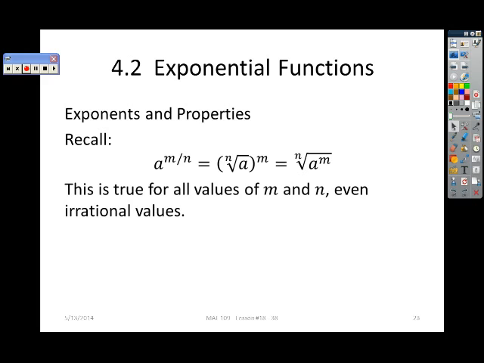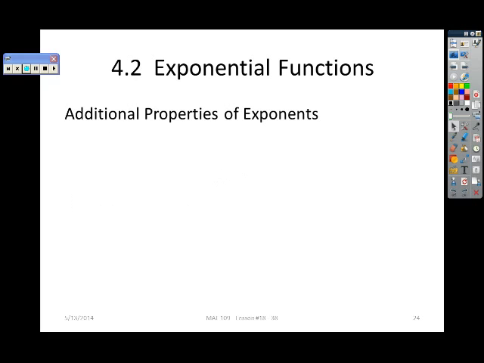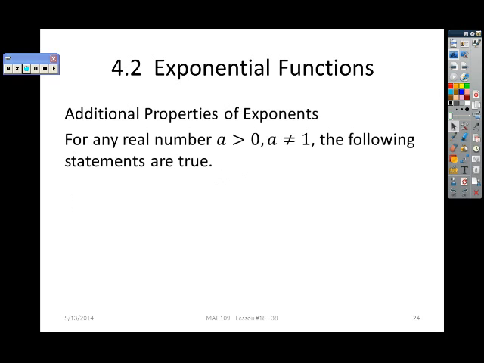So that's true for all values of m and n, and you've looked at that previously, where m and n were always integers. I don't think you've seen any exponents that weren't at least fractions. But now we're going to extend these concepts for exponents to where the exponents can be irrational numbers. No longer do they have to be an integer divided by an integer. They can be anything. When we do that extension, that allows us to look at some additional properties.